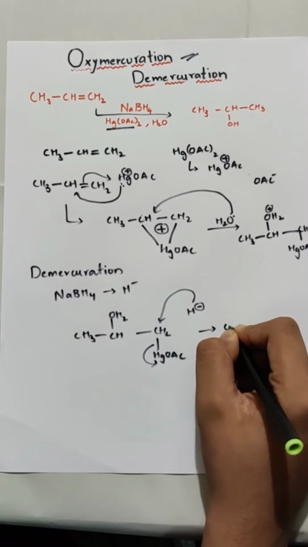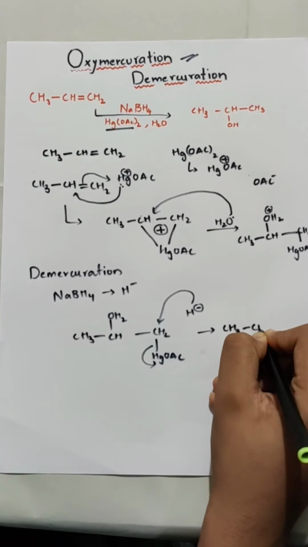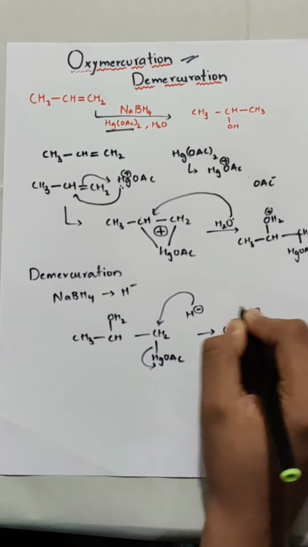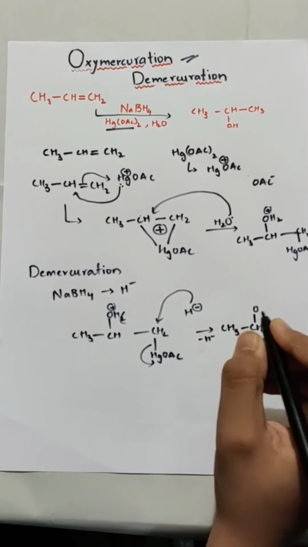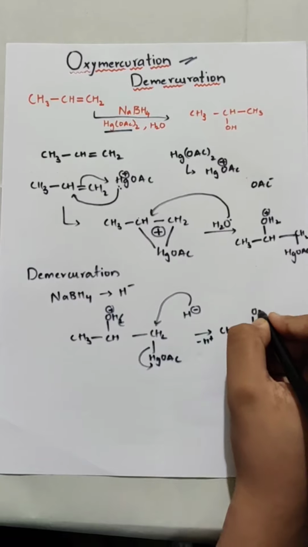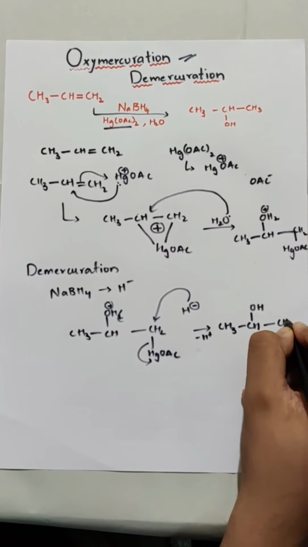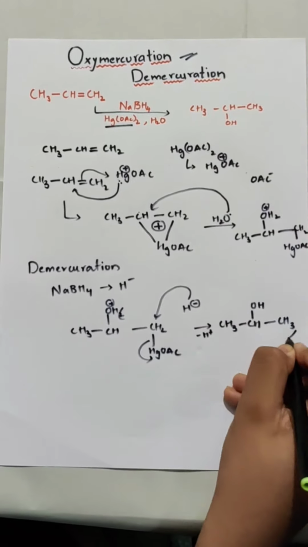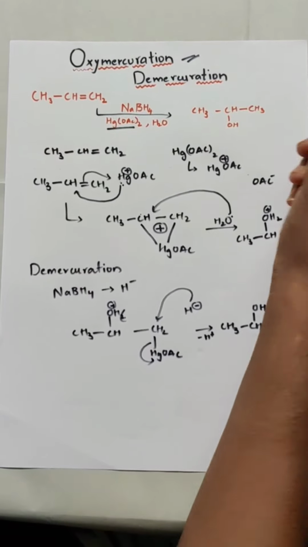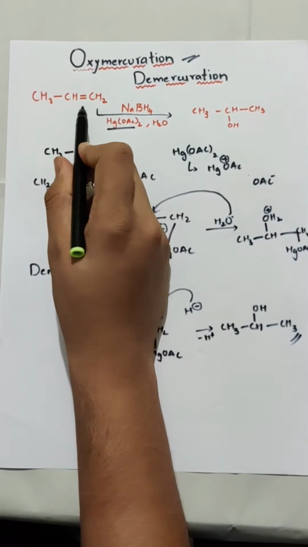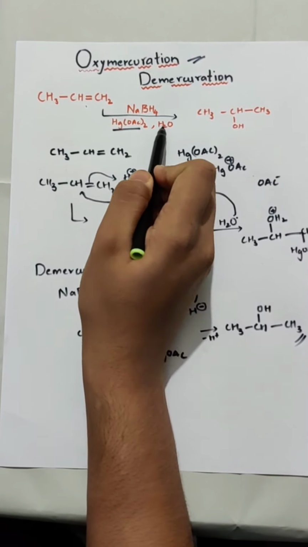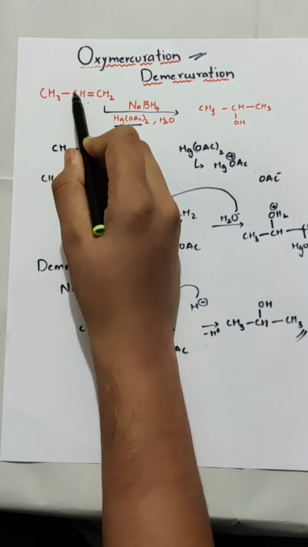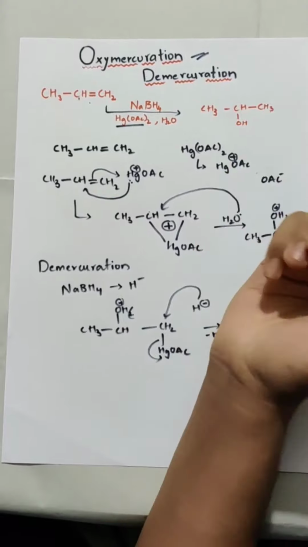What do we get? CH3, CH, here we have a plus and this hydrogen leaves as H+, and we get OH, CH3. This is our final product. So if you observe the reaction, what is happening? We are doing nothing but adding a water molecule to the alkene. See, we are adding OH here and H here.